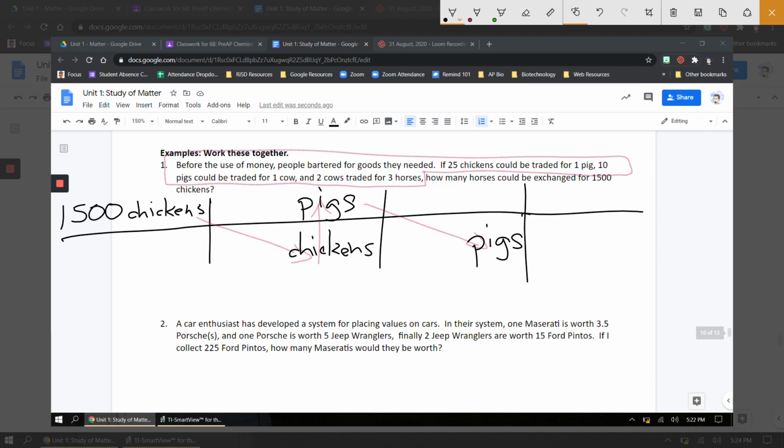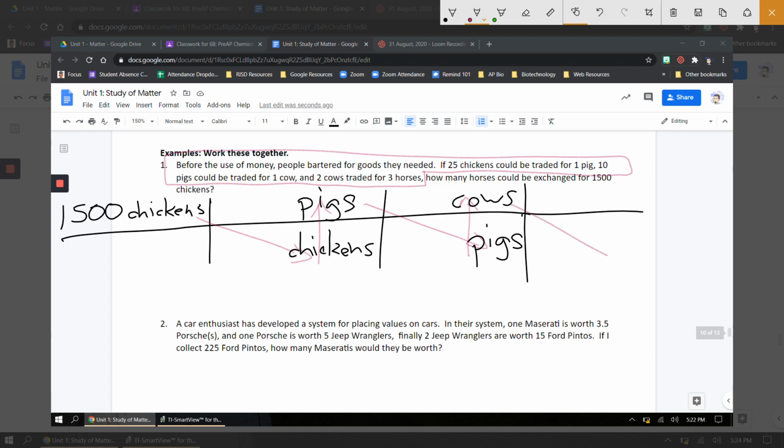All right, pigs are going to go into something else. We need to convert pigs into something else. If I read what's in the box above, I know that there are a certain number of pigs that can be traded for a certain number of cows. So there's my conversion factor. I know how many cows are worth how many pigs and vice versa. But I need horses. I don't need pigs or cows. I'm going to need horses.